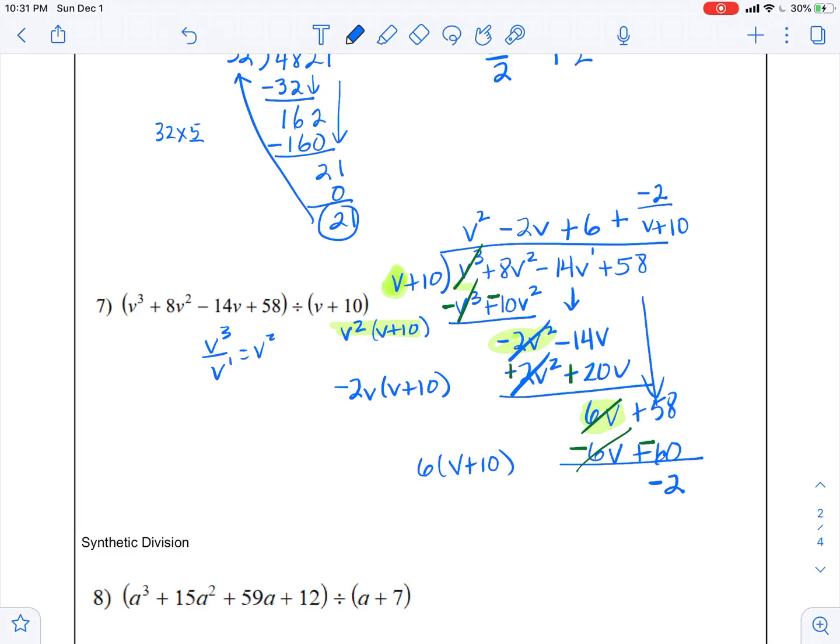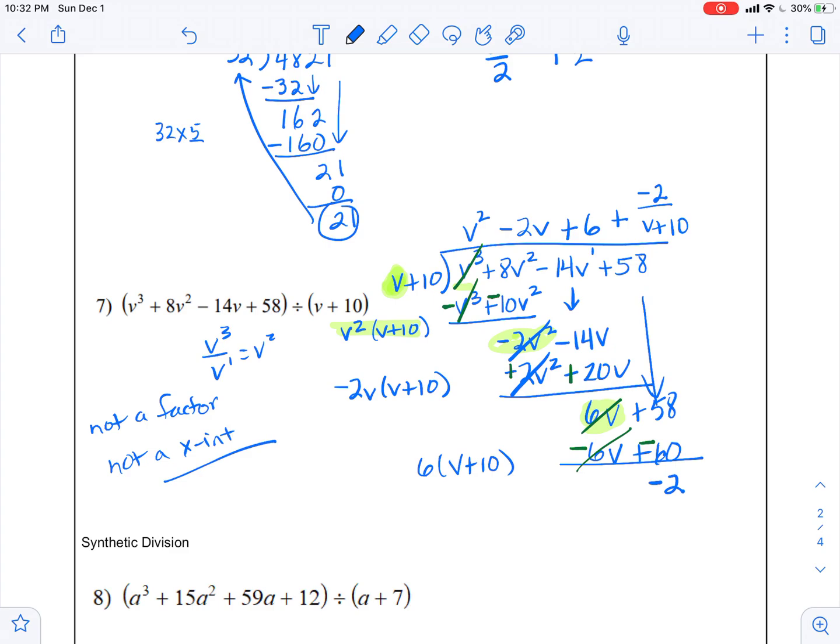What that means, obviously, is that v plus 10 is not a factor of that polynomial. What that's going to mean later on down the road is that it's not an x-intercept. So when I say not a factor, I really mean not an x-intercept.